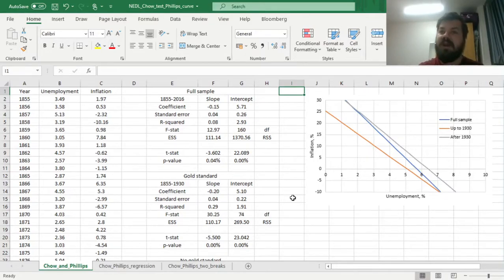And we see something really interesting here. We can see that the slopes of both the orange and the gray curves are quite a lot steeper than the slope of the blue curve. And it's not something that you would expect initially.